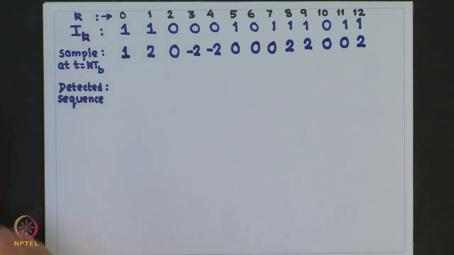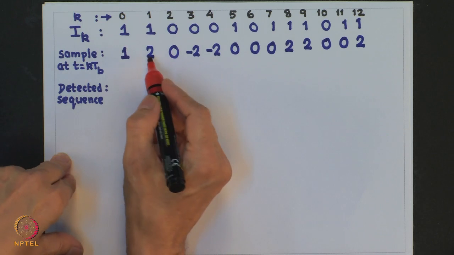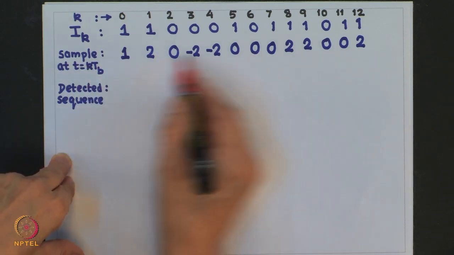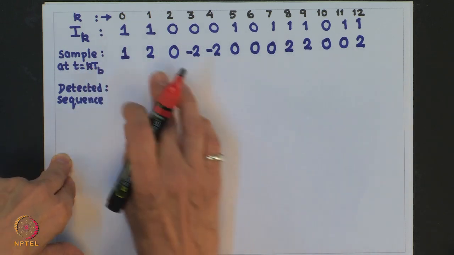Now, given these values, we can find out the detected sequence if we follow a simple logic on the output. This is assuming there is no noise on the channel.